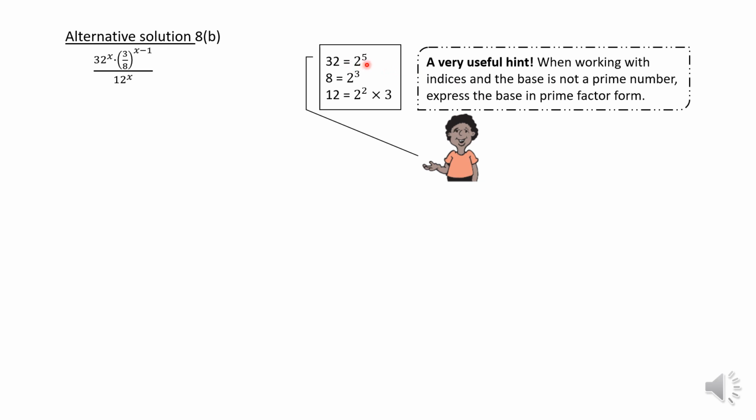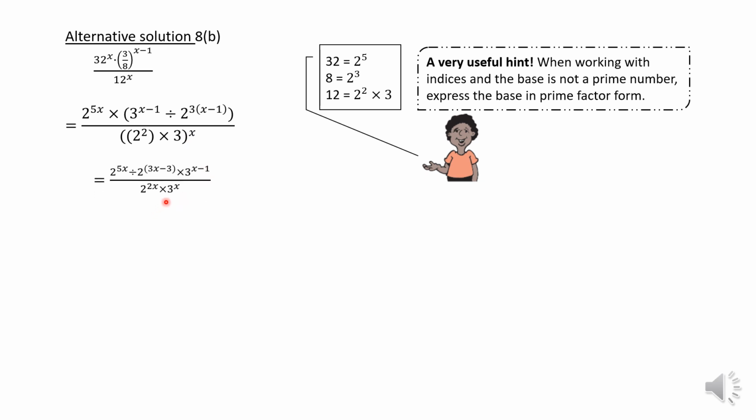So 32 is 2 raised to the power of 5, 8 that is here becomes 2 raised to the power of 3, and the 12 is 2 squared times 3. So if I have done that, you will realize that now I have 2 raised to the power of 5 with that x there, and I have 3 here. And now that whole x minus 1 is for the 3 as well as for the 8. Okay, so this is the 8. I still have this division. It comes from this division line here, right there. Can you see that? All right. And then here I have my 12. But my 12 is now 2 squared times 3, all right, with that x there.